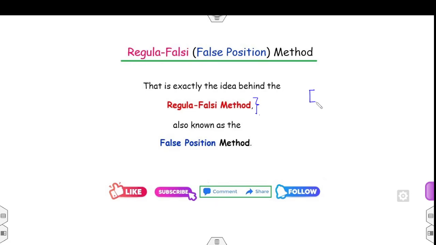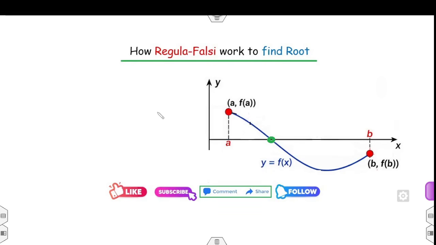That means we need the interval where the root lies, plus we also need the function values at the point A and the point B. By considering both, we can define the method that is called the Regula Falsi method.